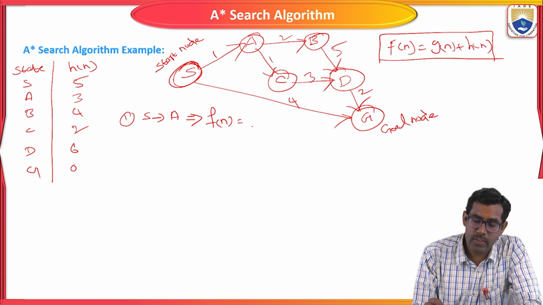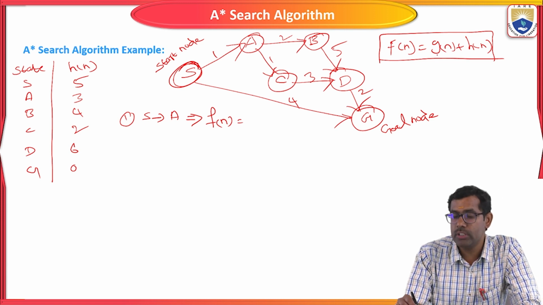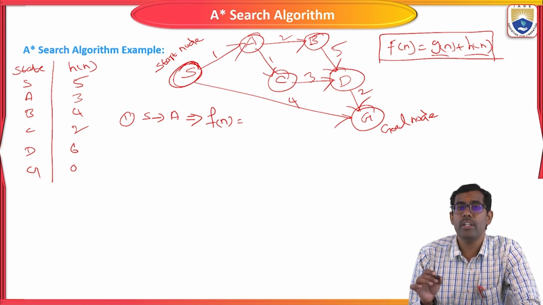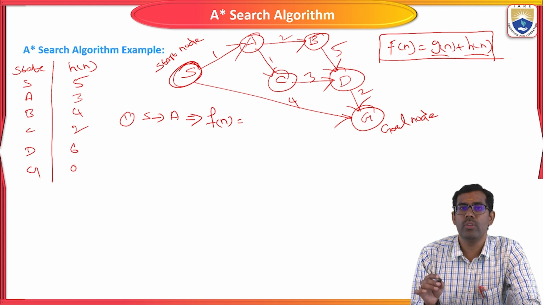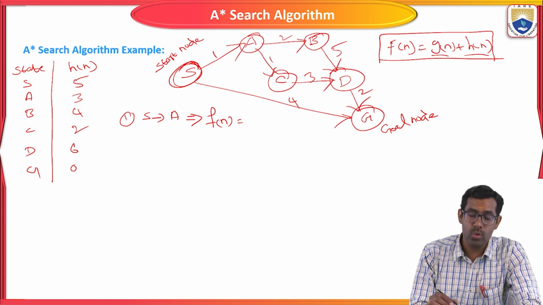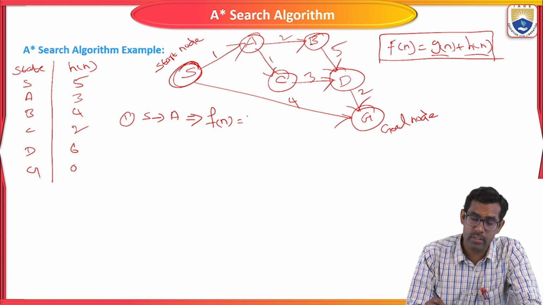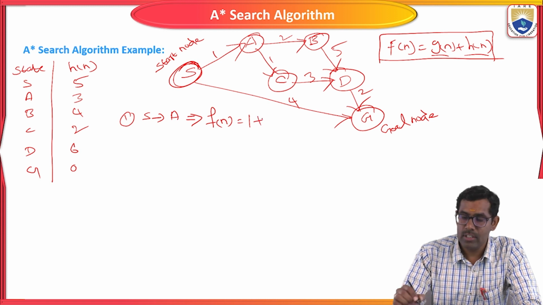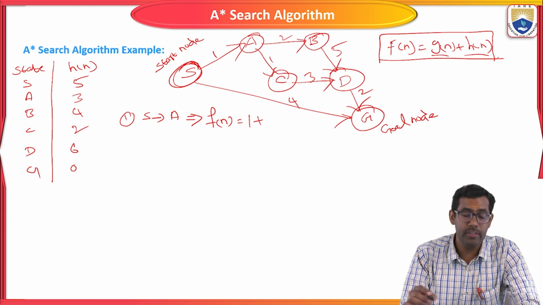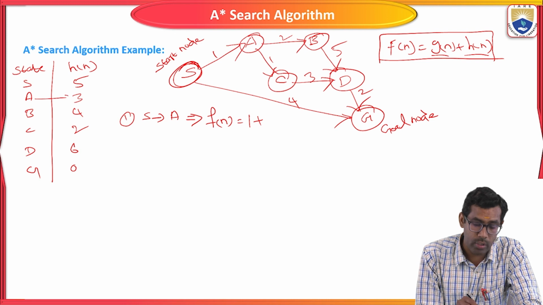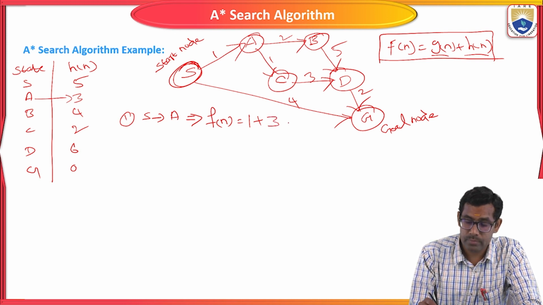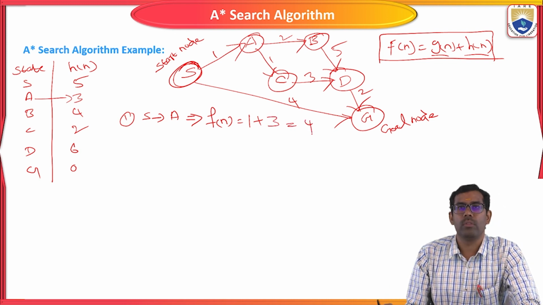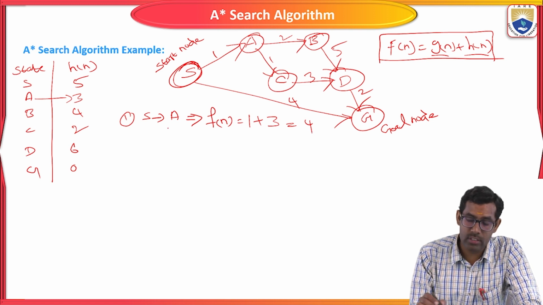So what is the formula? f of n equals g of n plus h of n. What is the g of n? The cost of the starting node. Which one is the starting node? S. So the cost from S to A is 1, plus the heuristic function h of n, the value of A, which is 3, equals 4. So the first successor is S to A.